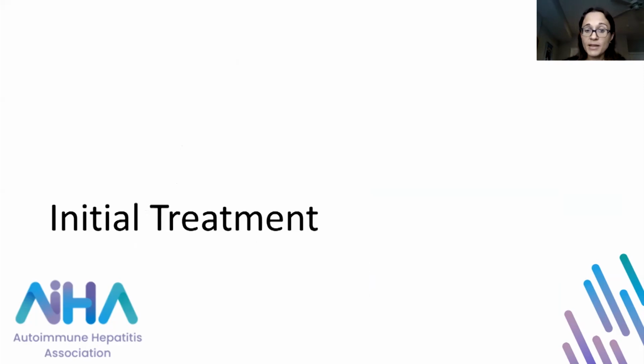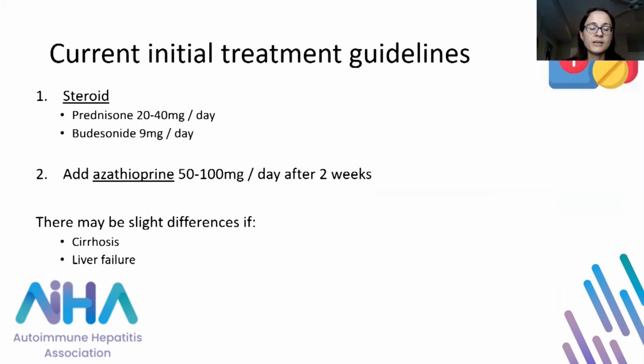So I'm now going to spend a little bit of time talking about the initial treatment of autoimmune hepatitis. These are the current initial treatment guidelines. These were recently updated in 2019, and the American Association for the Study of Liver Diseases, or AASLD, is sort of our main governing body when it comes to liver disease management in general. So these are the guidelines put forth by that group.